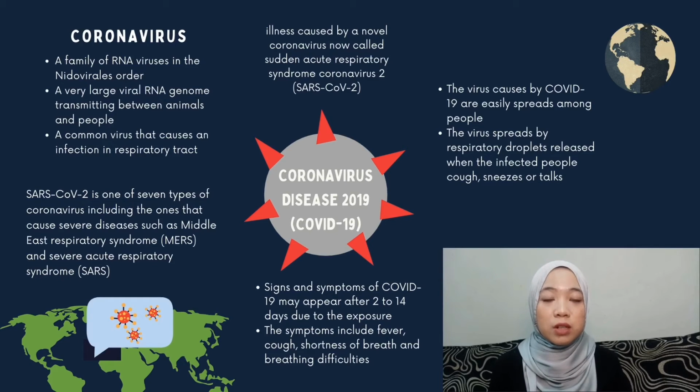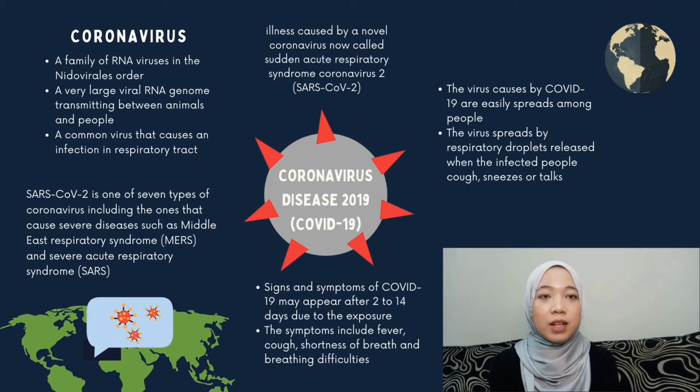Severe acute respiratory syndrome coronavirus 2 is one of the 7 types of coronavirus, including the ones that cause diseases such as MERS and SARS. The virus that causes COVID-19 is easily spread among people. The virus spreads by respiratory droplets released when infected people cough, sneeze, or talk. Signs and symptoms of COVID-19 may appear 2 to 14 days after exposure. The symptoms include fever, cough, shortness of breath, and breathing difficulties.